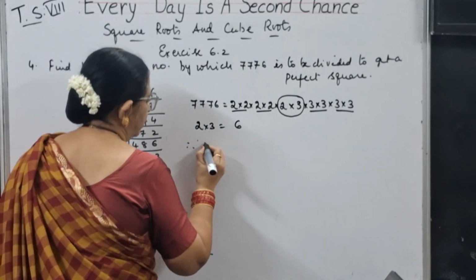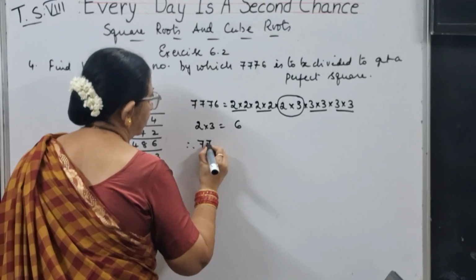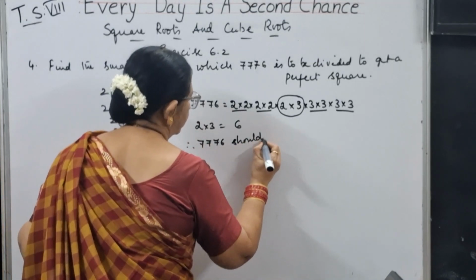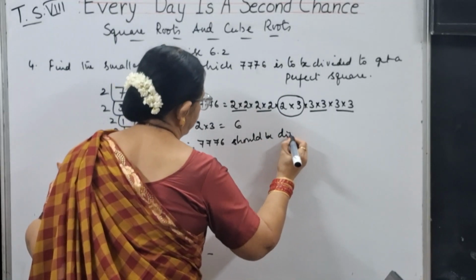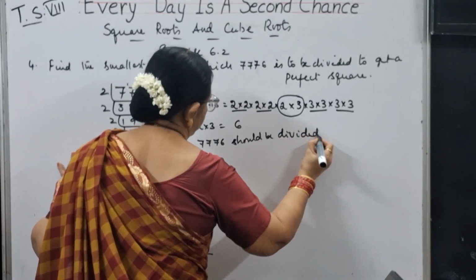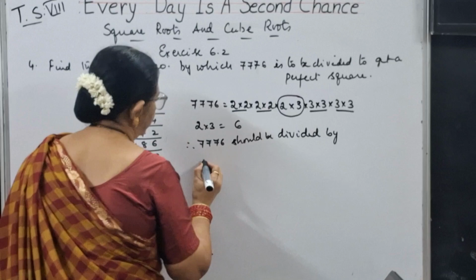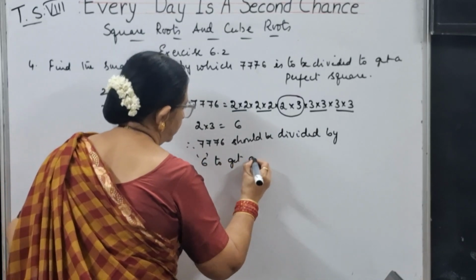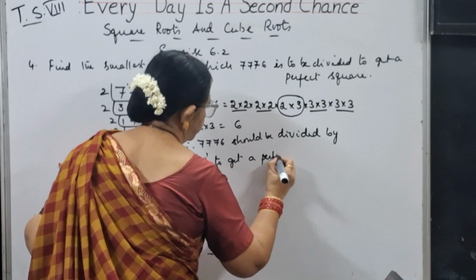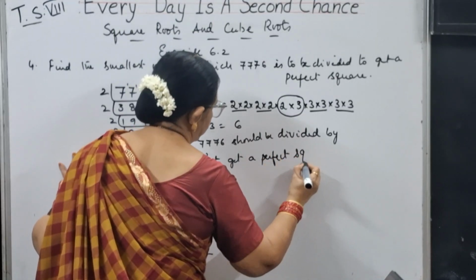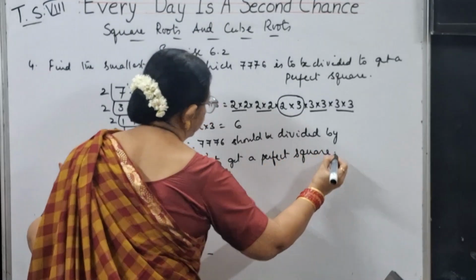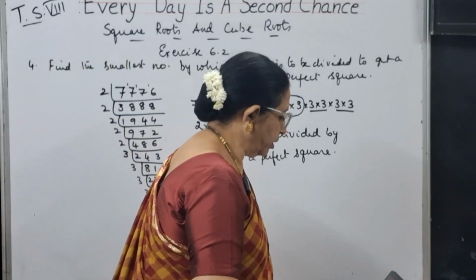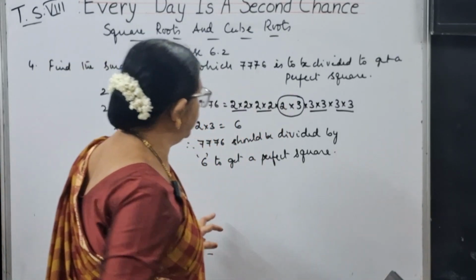Therefore, 7776 should be divided by 6 to get a perfect square. Since he is not asking to find out the number and find the square root of it, we can stop it here, children.